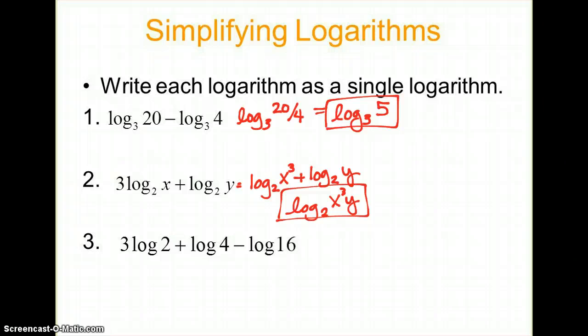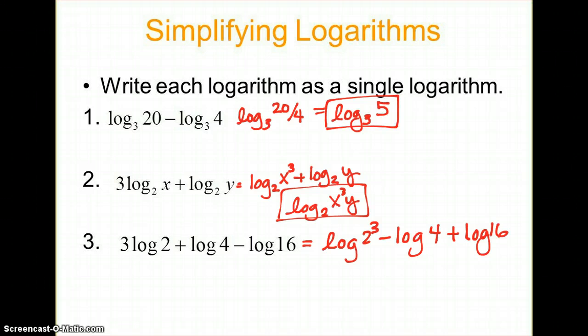Okay, so third example here, I see power property, I see product, and I see quotient. So again, power only applies to this first logarithm, so we're going to do that first. Then multiplication, division, we go left to right. So we're going to do product next, then we're going to do quotient. So let's do that. So first, do the power. So that becomes the log of 2 cubed minus the log of 4 plus the log of 16. Okay, so all I've done is just that power property.